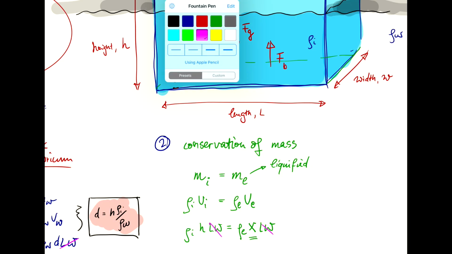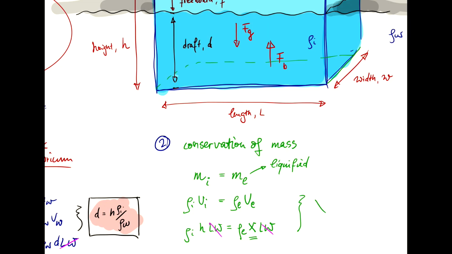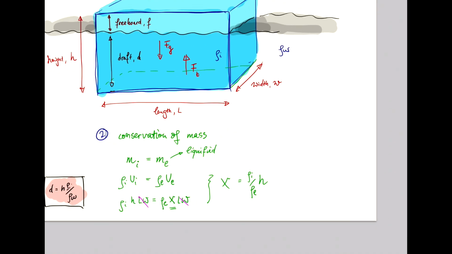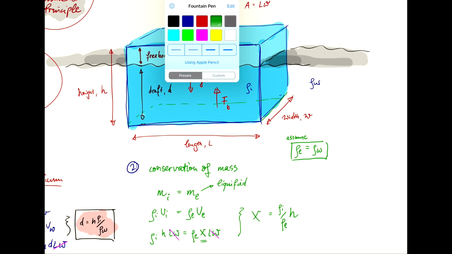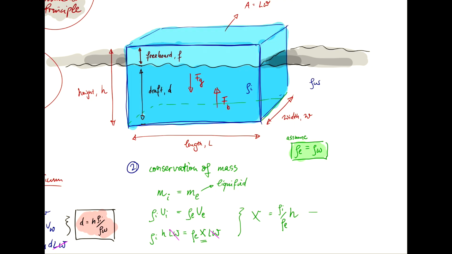And so again, you can cancel LW on both sides, and you're left with x equals rho I over rho L times h. And so let's assume, for the purpose of this example, that rho L, the density of the liquefied ice block, is the same as the density of the water surrounding it. And that is typically approximately true. And so in this case, x is rho I divided by rho W times h. And we have just shown that that number is d.